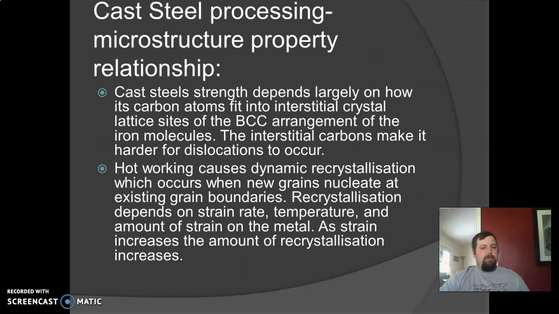Cast steel processing microstructure property relationship. Cast steel's strength depends largely on how its carbon atoms fit into the interstitial crystal lattice sites of the BCC arrangement of the iron molecules. The interstitial carbons make it harder for the dislocations to occur. Hot working causes dynamic recrystallization, which occurs when new grains nucleate at existing grain boundaries. Recrystallization depends on strain rate, temperature, and amount of strain on the metal. As strain rate increases, the amount of recrystallization increases.